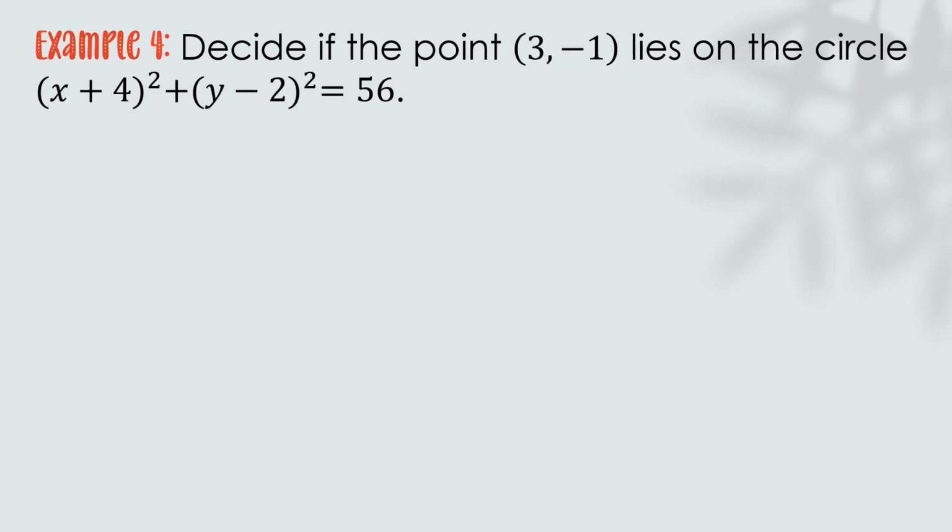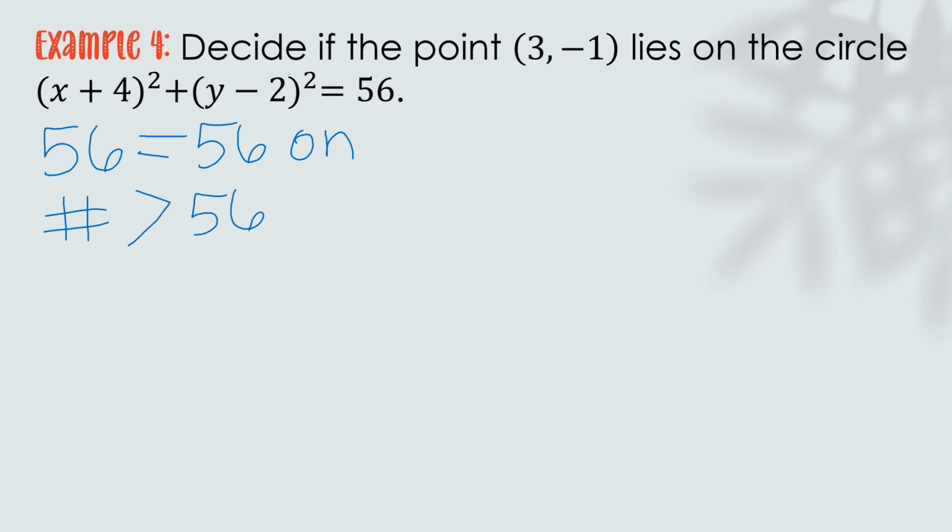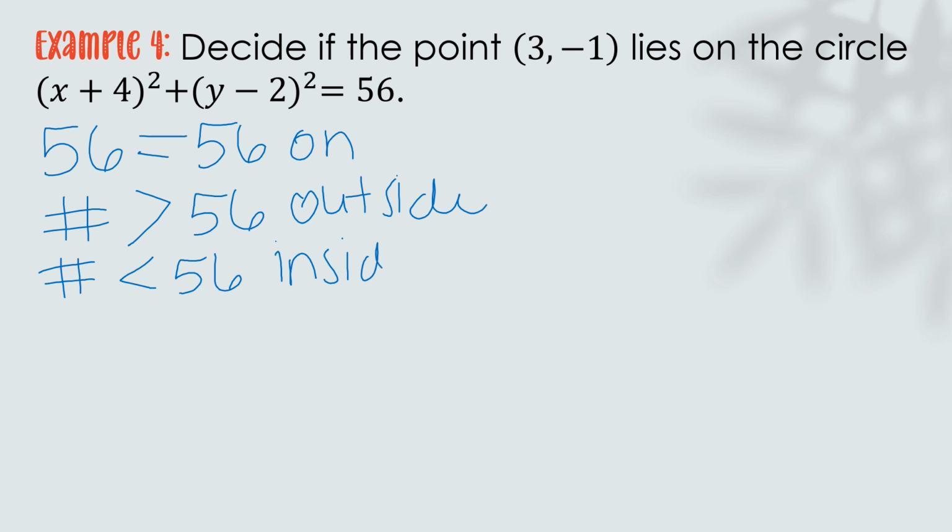All right, for example 4, decide if the point (3, -1) lies on the circle. If it lies on the circle, when you plug it in, you will get 56 equals 56. We're just going to write out the possibilities. You could get 56 equals 56, which would mean it's on the circle. You could get a number that is larger than 56, which would mean it's outside the circle. Or you could come up with a number that is smaller than 56, which means it would be inside the circle. So we're just going to plug it in and see.